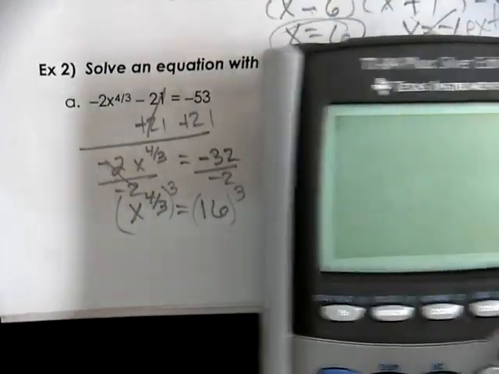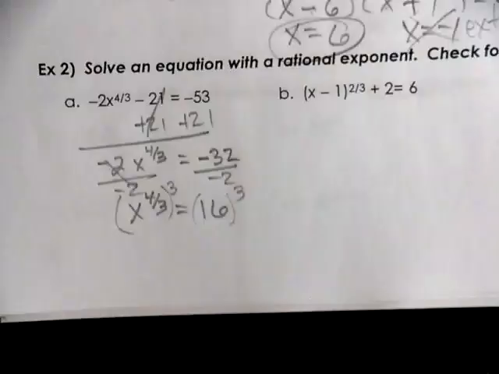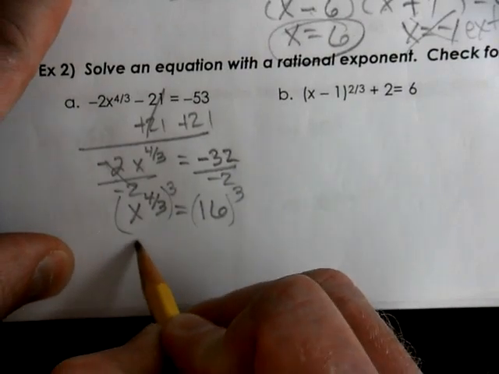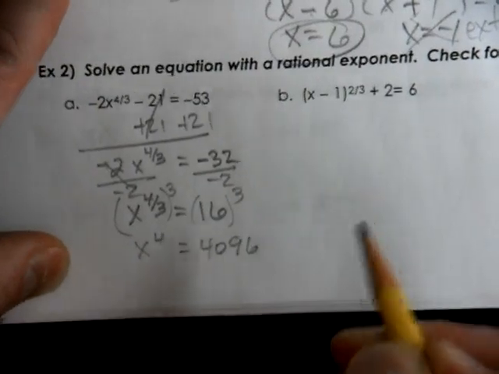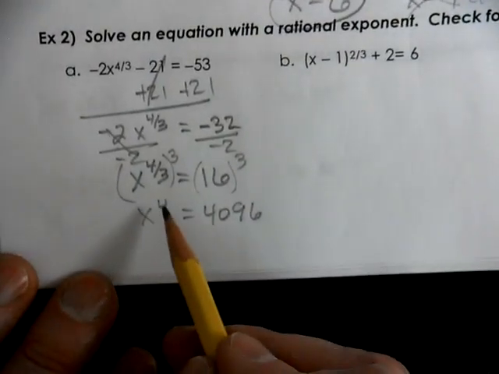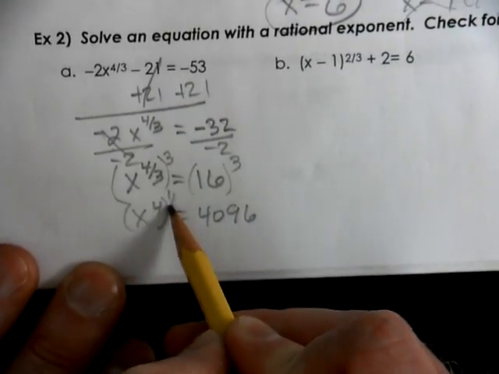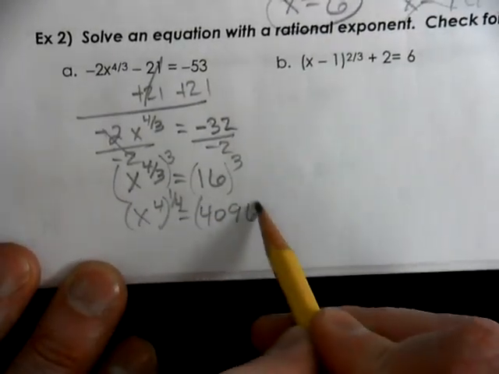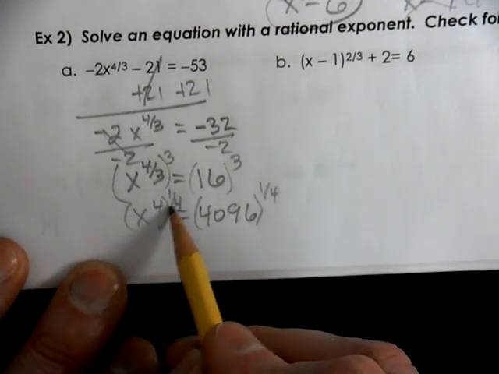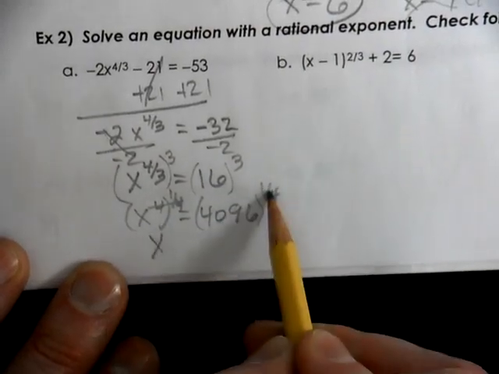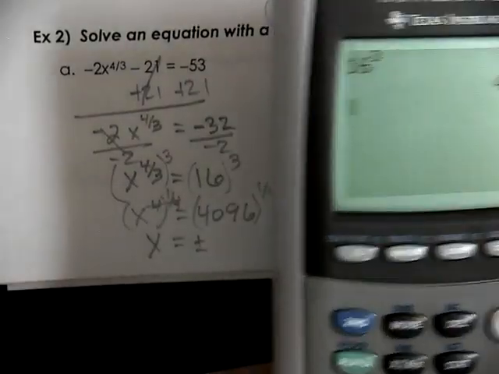This is not a great one without a calculator. 16 to the 3rd power gives you 4,096. And now, how would we get rid of the fourth power? The 1/4 or fourth root, right. 1/4 or even the fourth root, might like that one actually better. But if you do that even denominator, you have to have plus or minus.